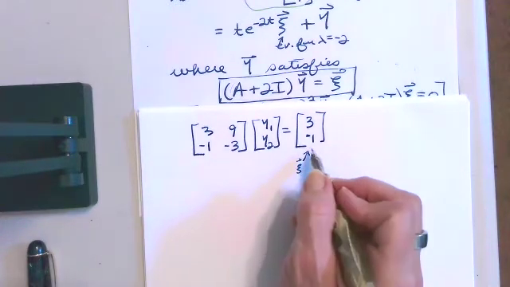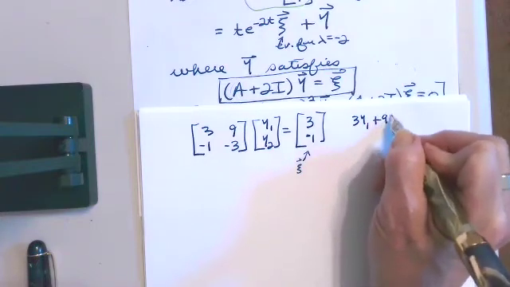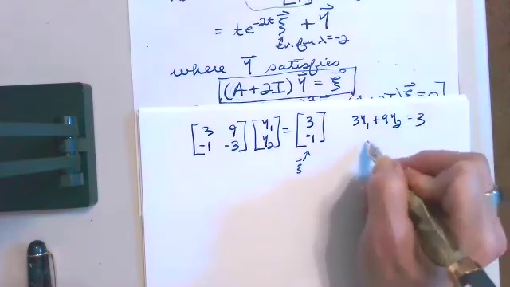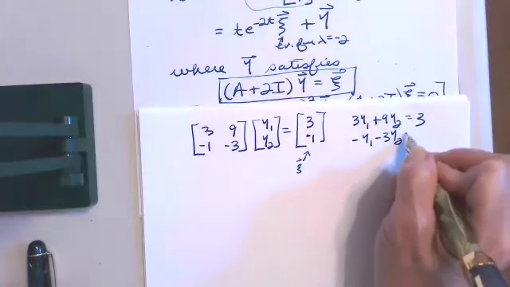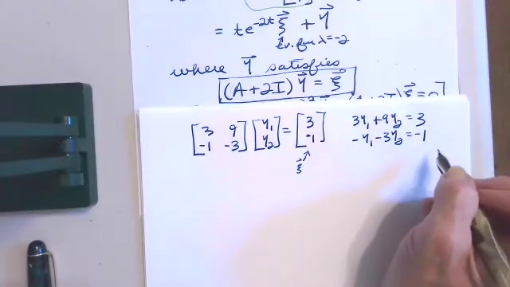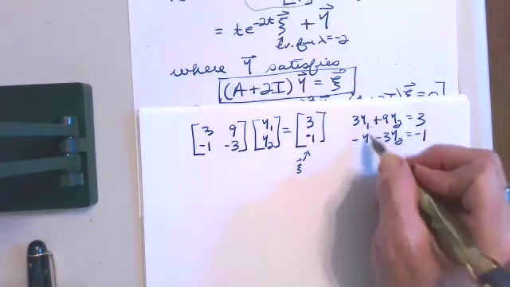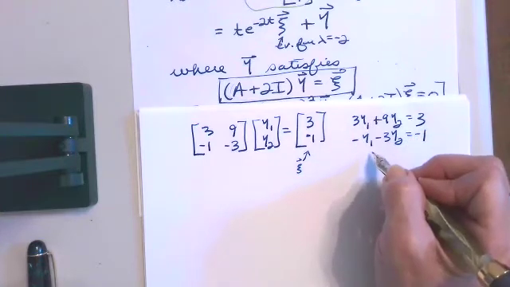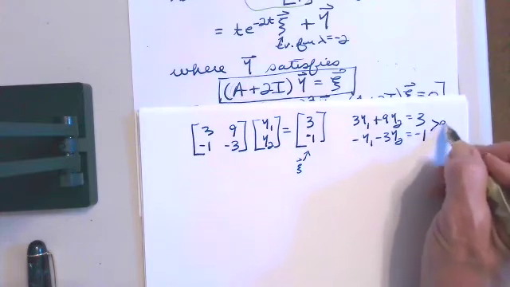Now that gives me two equations and two unknowns. It says 3 eta 1 plus 9 eta 2 equals 3, and it says minus eta 1 minus 3 eta 2 equals -1. Notice those are the same equations, because if I multiply the bottom one by -3, I get the exact same equation as the one above.